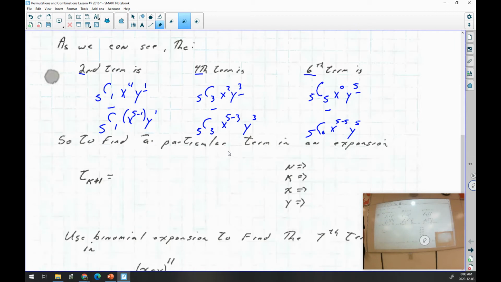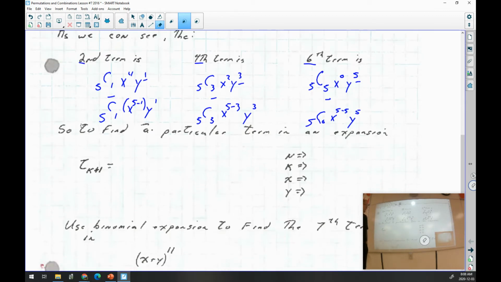Now, looking at the pattern here, if we're looking for the t sub k plus 1, so if I'm looking for the 17th term, k would be 16. If I wanted to know, as I do in the next question, the 7th term, k will be 6. The term is always one more than what I'm going to use for k.